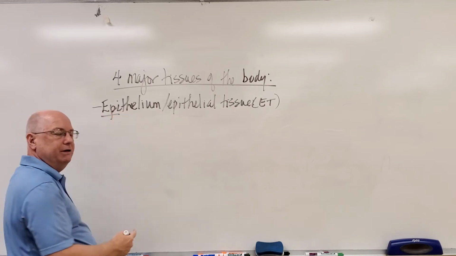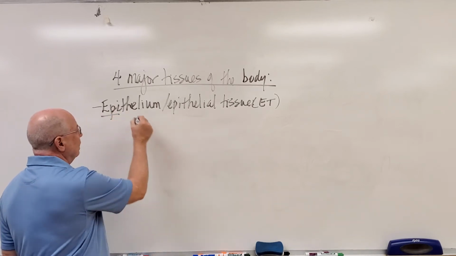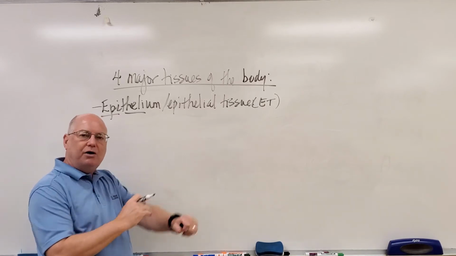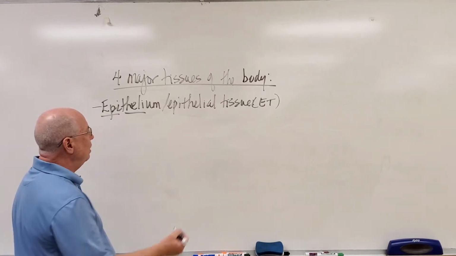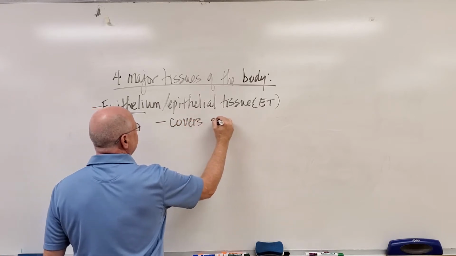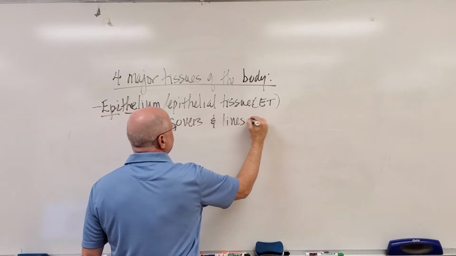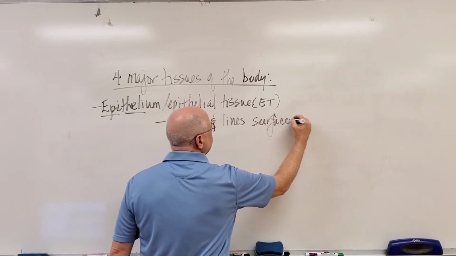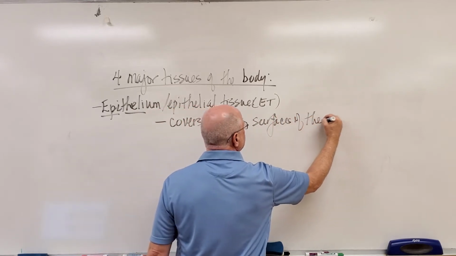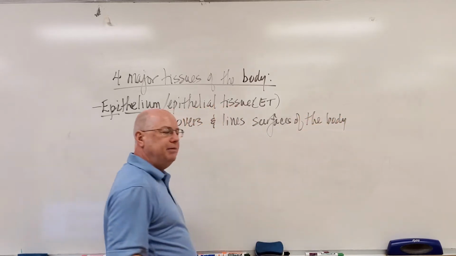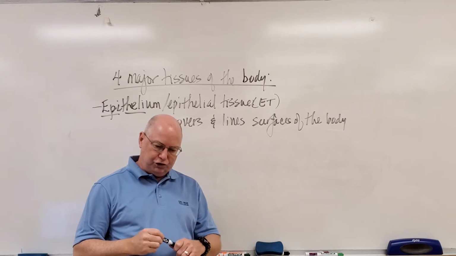The epi part means the upper or outermost, and thelia refers to leaves or scales, and so it's our outer covering. And what I want you to know about epithelial tissue is that it does just that. It covers and lines the surfaces of the body. And when I say surfaces, I mean the internal and the external surfaces.